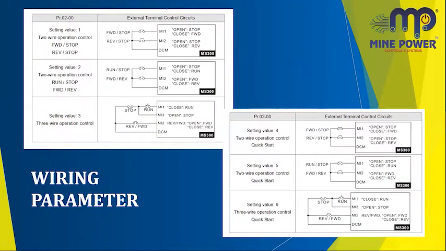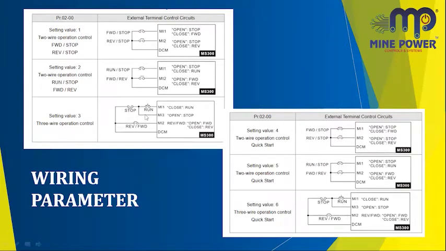Next, external terminal control circuits. You see setting value 1: forward and stop. M1 is normally closed and M2 is normally open. When you press M1, the motor control goes to stop and forward. Then the second one, M2: you press the push button, it opens, and the stop and reverse process is used. When you press it, it works in reverse, and when you leave it, the push button returns back and it goes to stop.